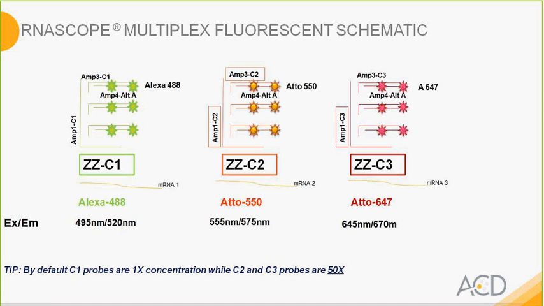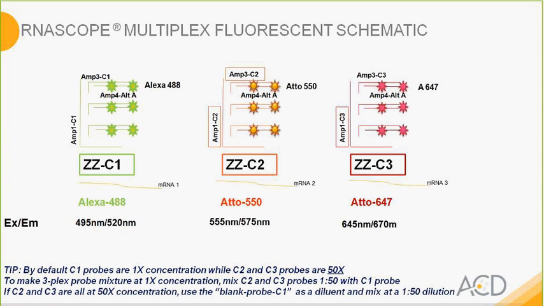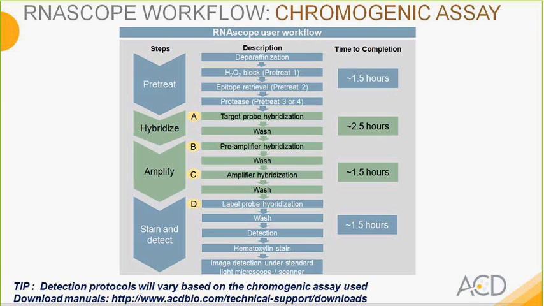By default, the C1 probe in the multiplex assay comes as a ready-to-use product. C2 and C3 probes come as 50x concentration. To make the mixture of a 3-plex probe for multiplex assays, in order to view Alexa 488, ATTO 550, and ATTO 647 signal, you will need to mix C2 and C3 into the C1 probe that comes as a ready-to-use 1x concentration. Again, if you only want to view C2 and C3 probes, you can dilute this in the blank probe in the C1 format and dilute at 1:50.